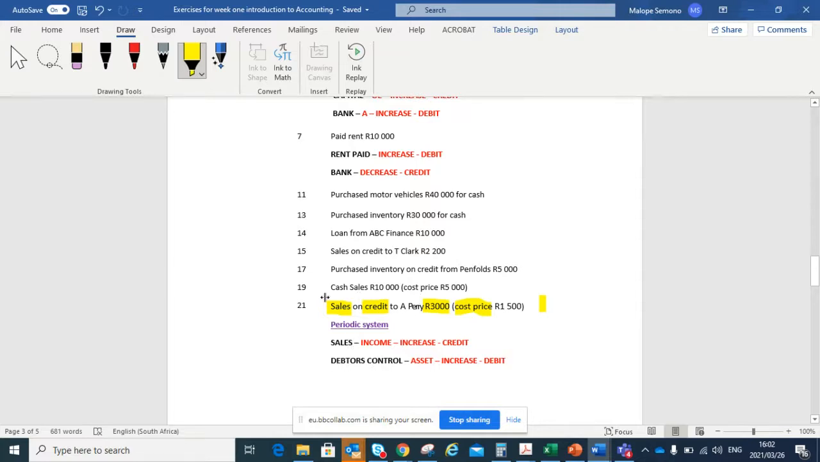Sales. It's like on the 19th. Can you see on the 19th, the two accounts under periodic will be sales and bank.